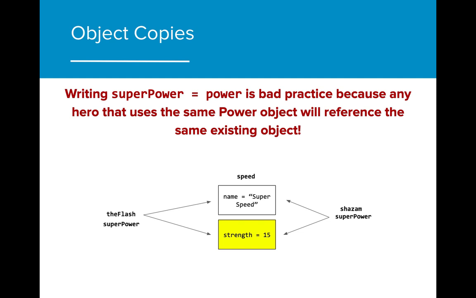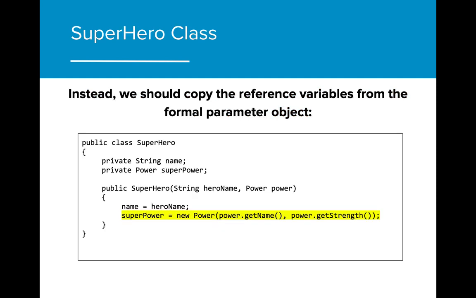This is because both the Flash's superpower and Shazam's superpower reference the same speed object. Remember that when a variable is assigned the value of an object, it points to the existing object and does not create a new one. Because of this, whenever one of our superheroes changes the value of any speed attribute, it will affect the other superhero. When a variable is referencing an existing object, it is referred to as an alias of the original. In this case, both superpowers are aliases of the initial speed object. So how can we fix this?